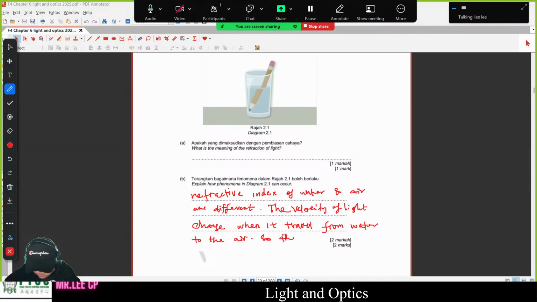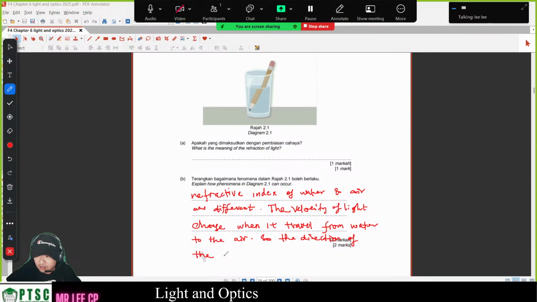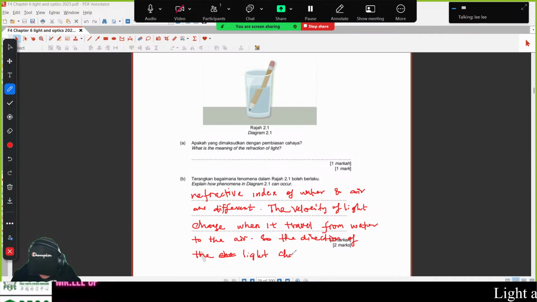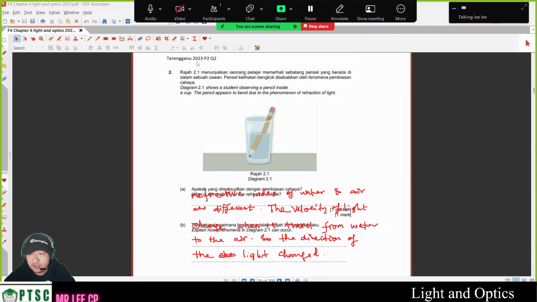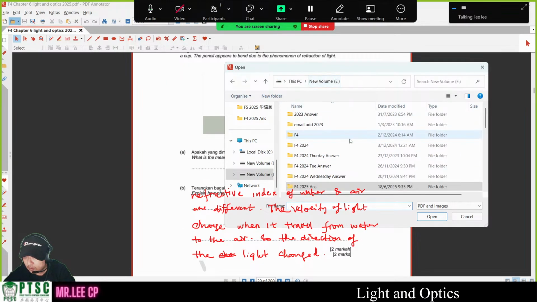So the direction of the light, right? Direction change. So the direction of the light change. Okay, now this is my answer. We try to have a look into the answer. Terengganu paper 2. Terengganu 2023.